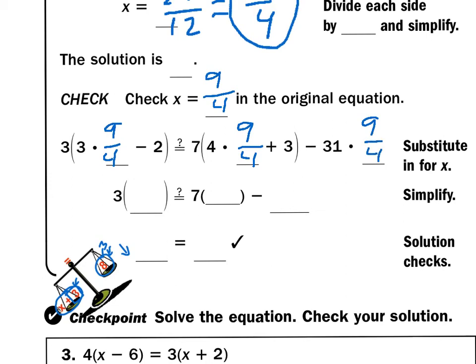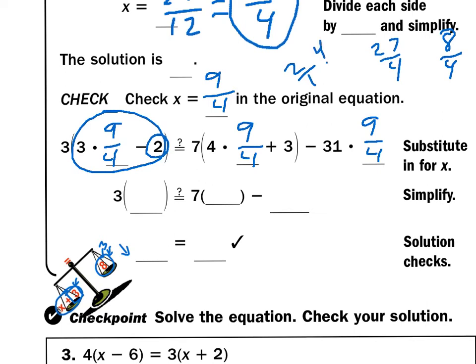Okay? If I take this piece right here and I multiply 3 times 9/4, I'm going to end up with 27/4. If I take the 2, 2 becomes 8/4. It's a little refresher real quick: 2 over 1 times 4 over 4. 2 times 4 is 8, 1 times 4 is 4. So I'm going to subtract those. 27 minus 8 is 19/4.